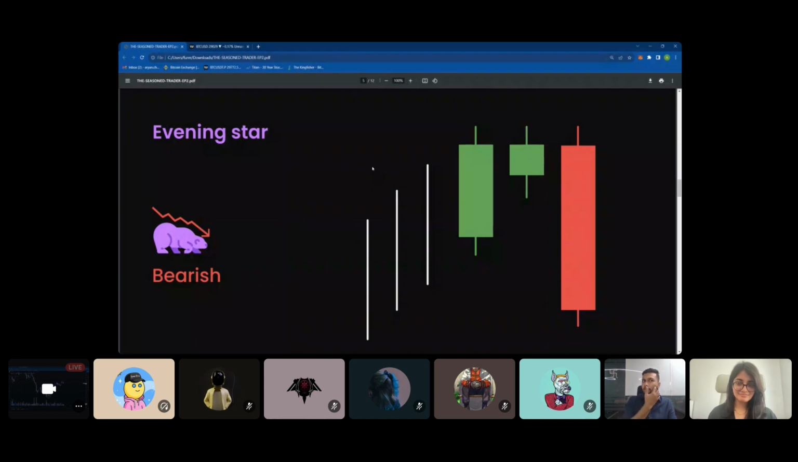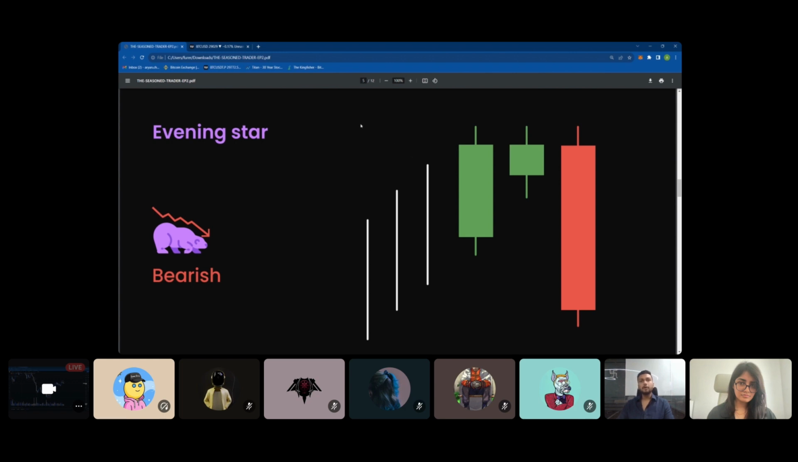Got it. Now talking about the evening star. Just like the morning star helps us find out the bottoms, the evening star helps us find out the top of the market. So it's a very, very good tool for investors as well, because they can find out that from here the market is going to reverse and they can liquidate their position. And traders can put a new short at the top of the market and ride the whole trend. Similarly, how we followed volume in the previous pattern, we're going to follow the volume here as well.